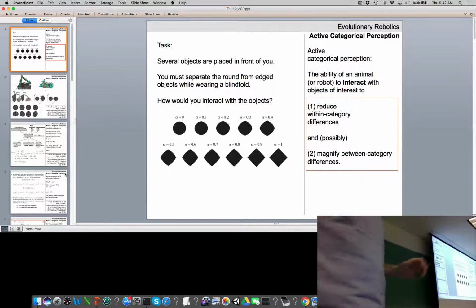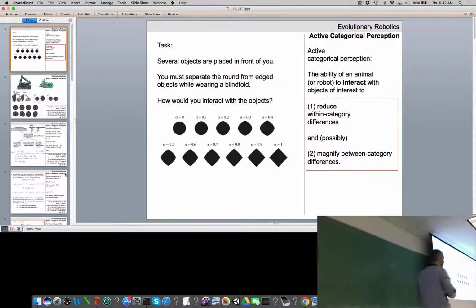There's something magical that happens when an animal or an organism or a robot physically interacts with its world, which is that in a continuous world where there aren't really any categories, look at these objects here. Look at this series of objects. There aren't really 2 categories here. There's just a spectrum of objects. But the moment you interact with objects, the way in which you interact lumps these objects into different categories.